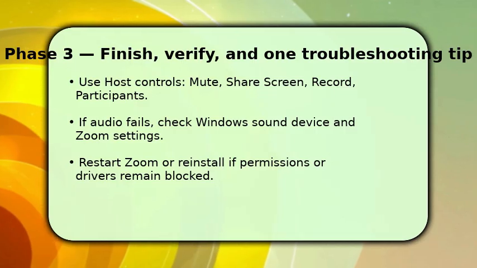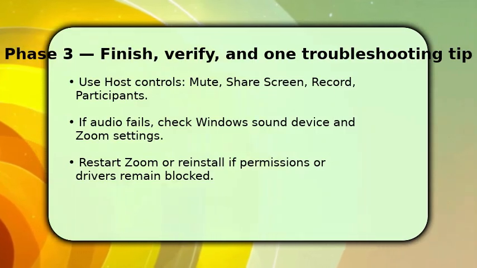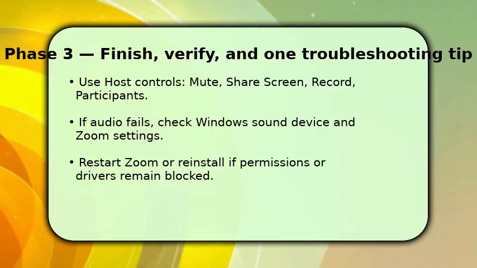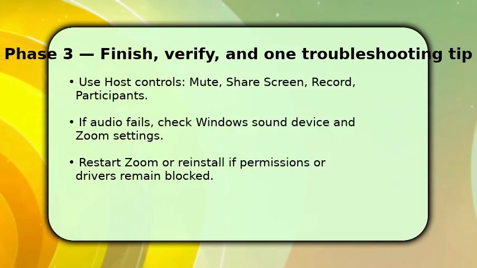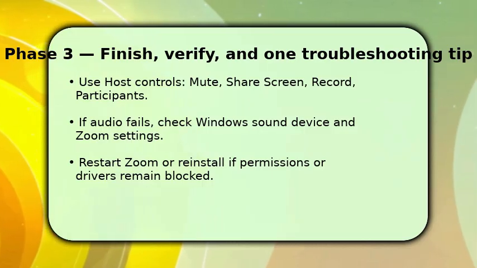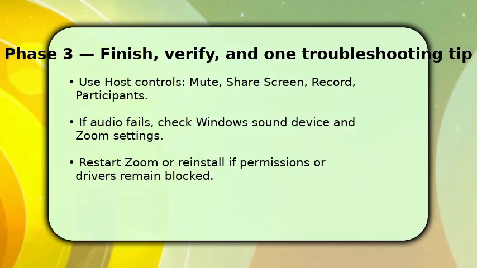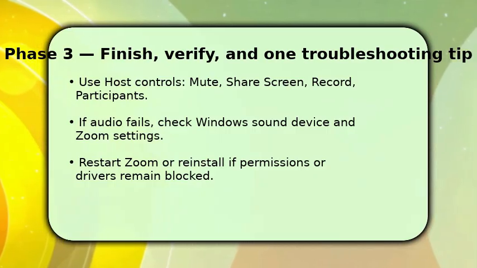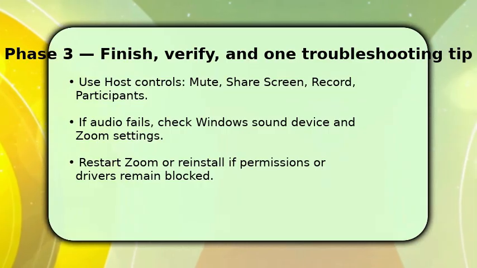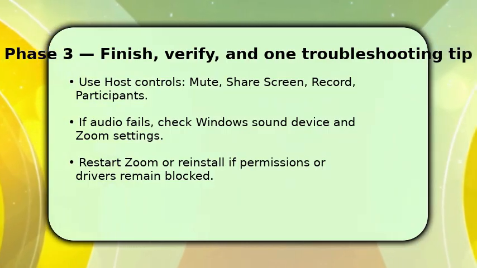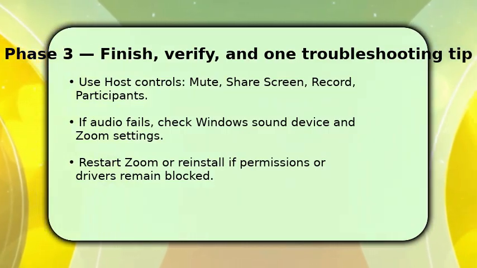If audio or video fails, check Windows sound and camera devices first. Select the correct device in Zoom settings and test. If problems persist, restart Zoom, run it as administrator, and confirm privacy permissions in Windows settings. Reinstall the Zoom client to refresh drivers. One key troubleshooting tip: rebooting clears device locks and often resolves intermittent camera or mic issues.